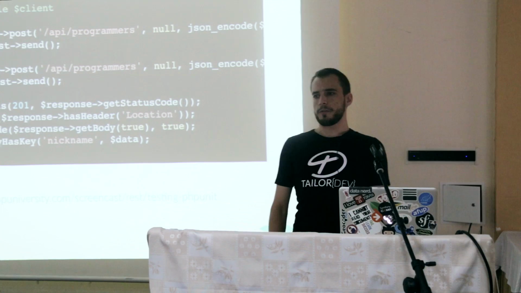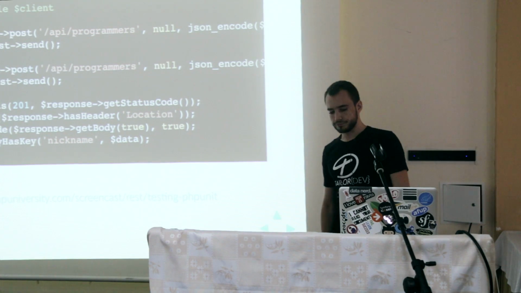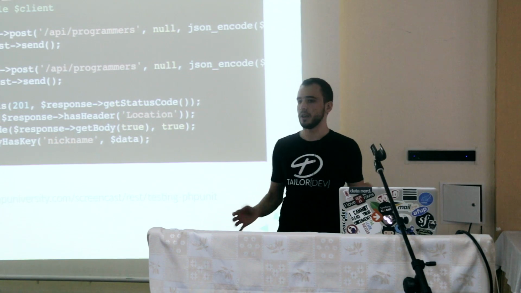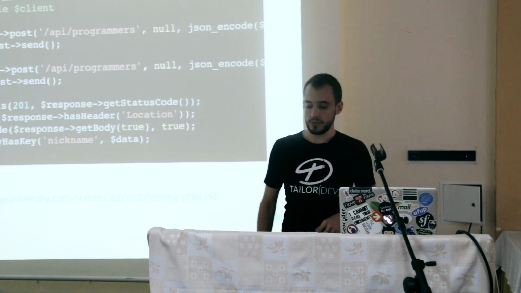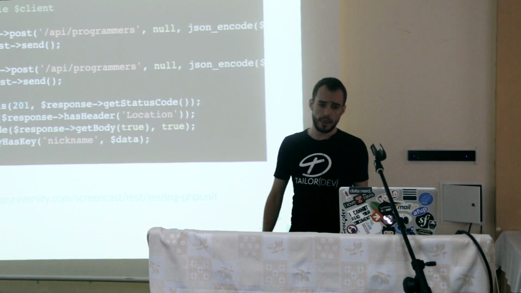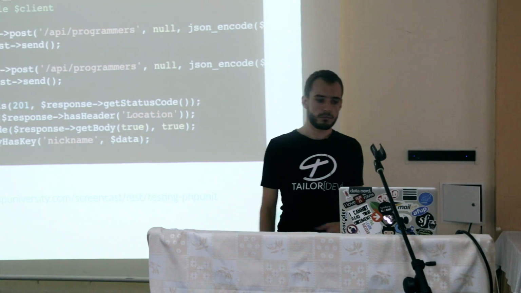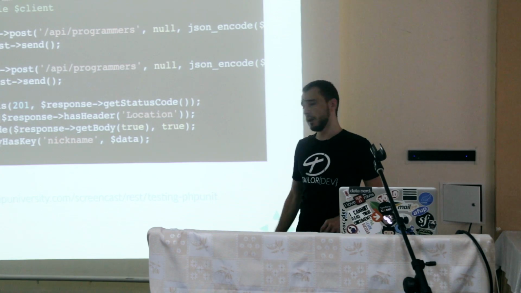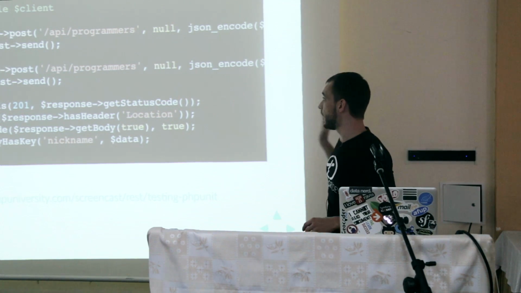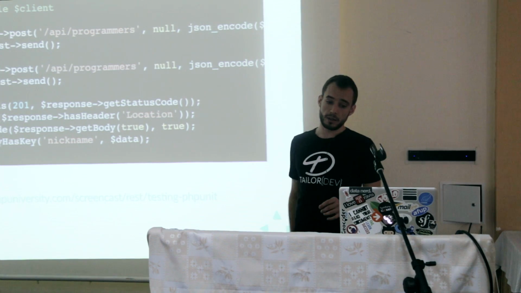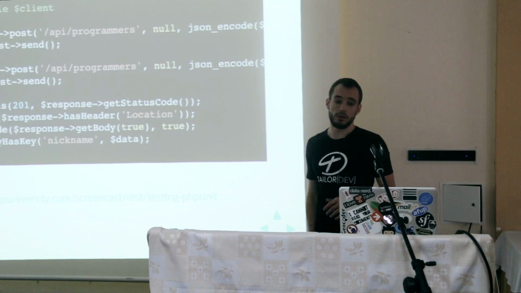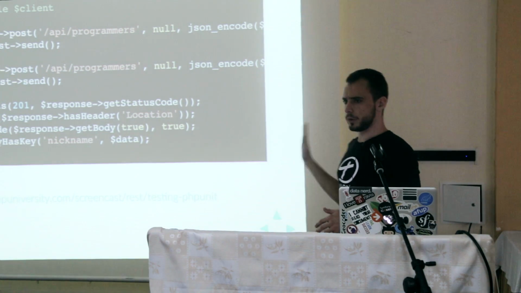So the first way of testing an API is to use the same tooling as everything else in your project. So if you are in PHP and Symfony, you probably use PHPUnit and maybe Guzzle. So that works. It's a perfectly valid way of testing an API, but it's really verbose. You have to write a lot of code. So I wouldn't go for this.